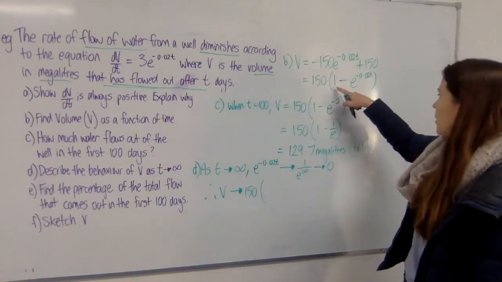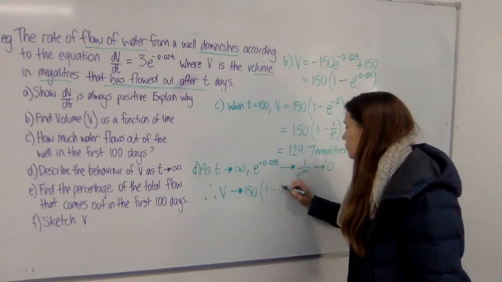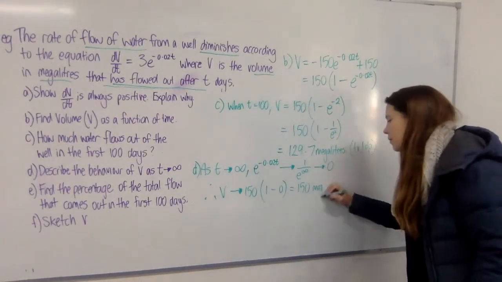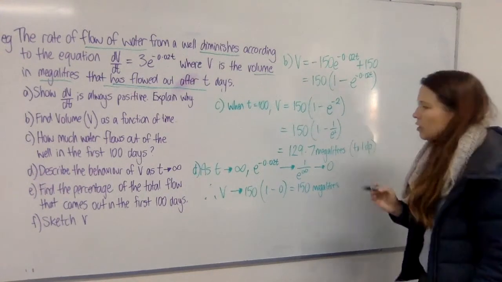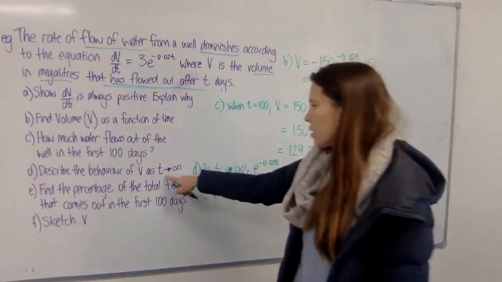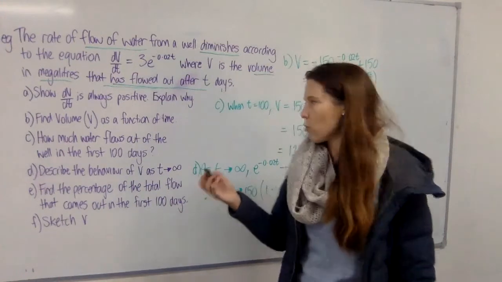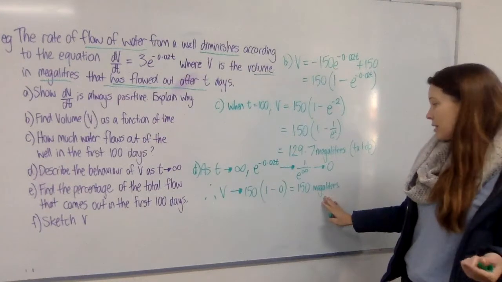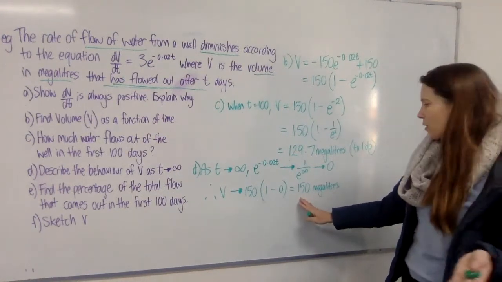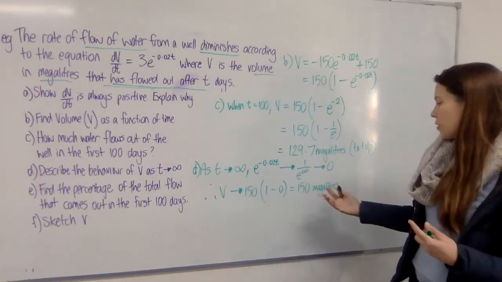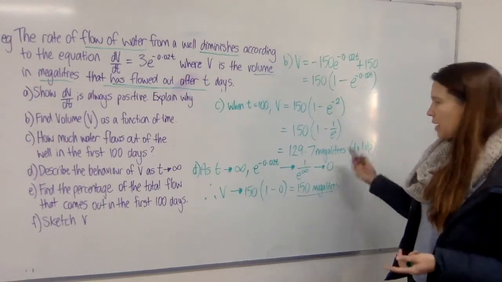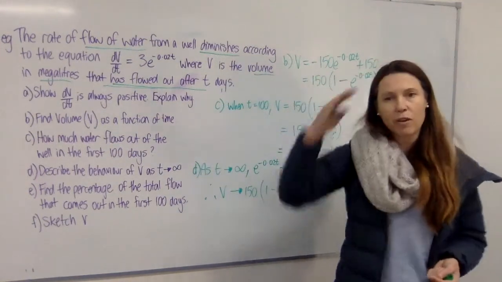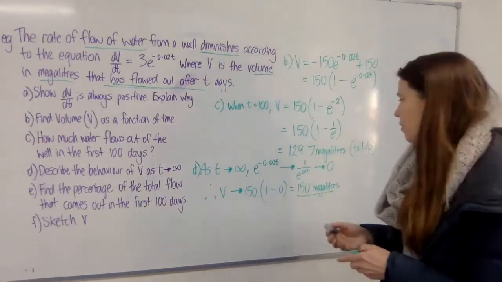So therefore, our volume is going to approach 150 multiplied by 1 minus 0, which is just 150 megalitres. So in other words, what does this mean? Well, as time goes along, the maximum amount of water that's going to end up flowing out of this well is 150 megalitres. Now, maybe the reason is that that's all that's in the well and it's not being filled up and it hasn't rained. Who knows? But we're approaching some limit. And that happens because with our exponential curves, we're often flattening off or approaching some limit in the future.